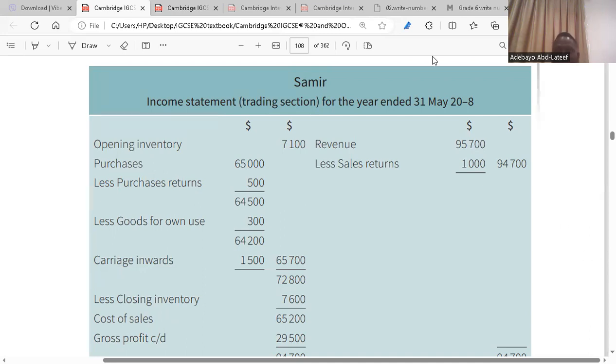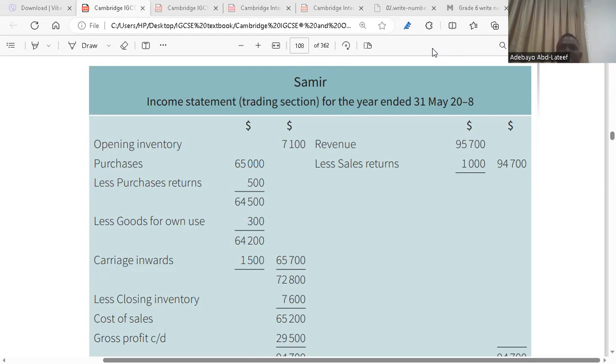You don't get it? You mean that to prepare income statements, the trading section. Trade means that you are buying and selling. Yes or no? Yes. That's trade. So what comes together? What do we have to put together for trading? Our stocks, what we are buying, purchases, what we are selling, sales, what we bought that we are returning, purchases returns, what we sold that they are returning, sales returns, the amount we spend to bring these products into our premises, carriage, the value of the goods that are left for the year, closing inventory.